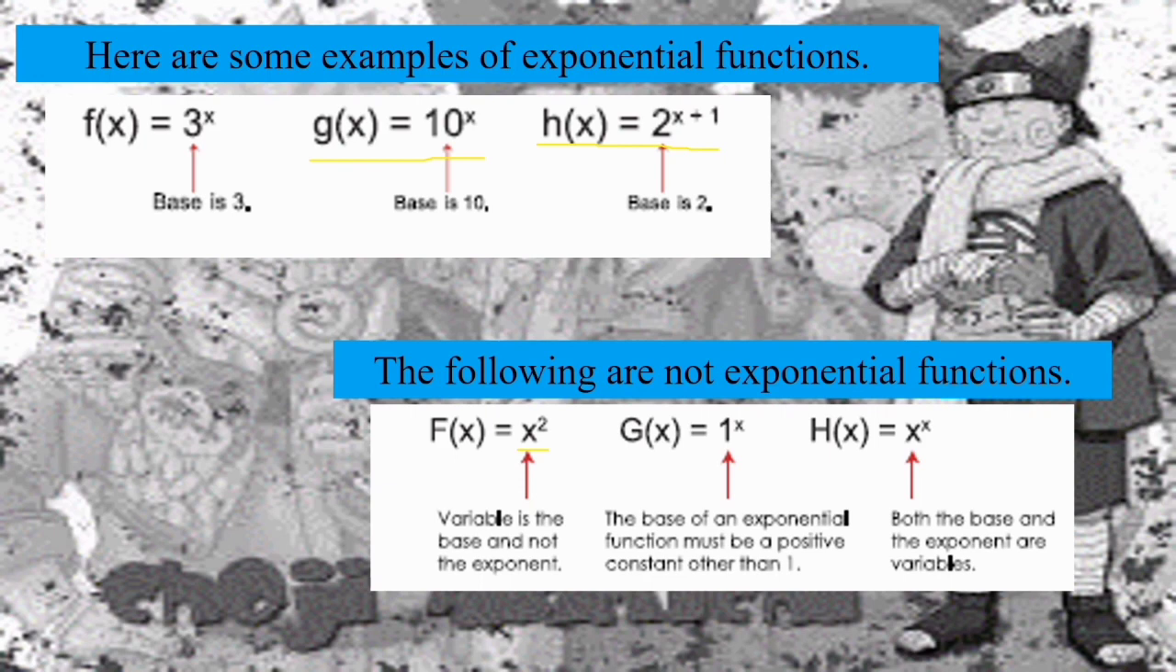Sa pangalawang example naman natin na g of x is equal to 1 raised to the power of x. Ito rin is not an example of an exponential function kasi ang base natin is 1. So, sa definition natin, your b should be greater than 0 but not equal to 1. So, yung base natin is 1. So, mali ito. Sa third example natin, class, h of x is equal to x raised to the power of x. So, ganun pa din. Yung base mo, variable. So, hindi siya exponential function.